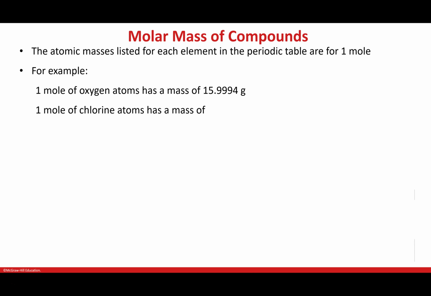Okay, so what about chlorine? 1 mole of chlorine atoms has a mass of 35.45 grams per mole. Perfect.